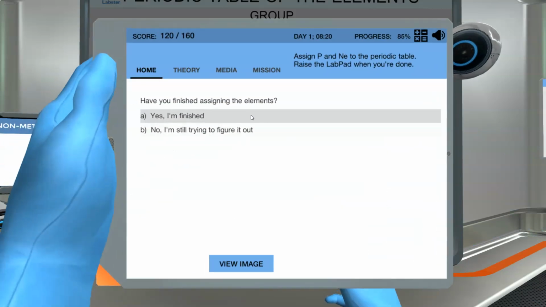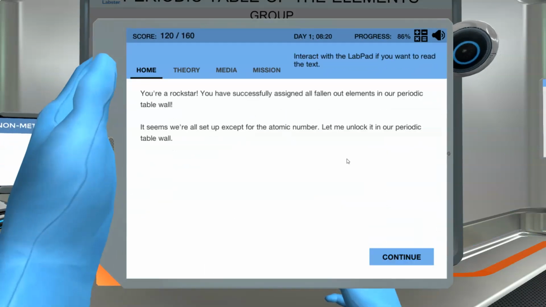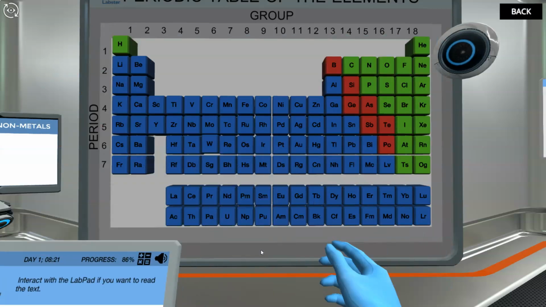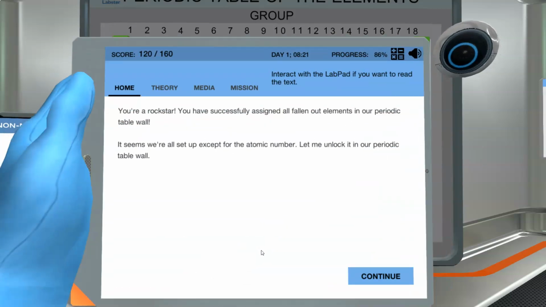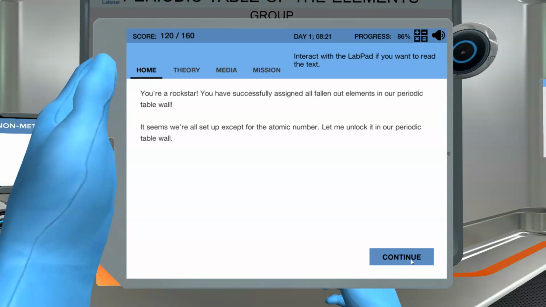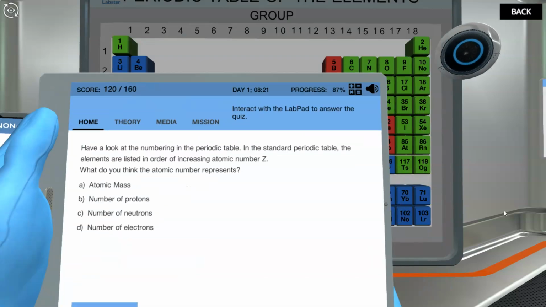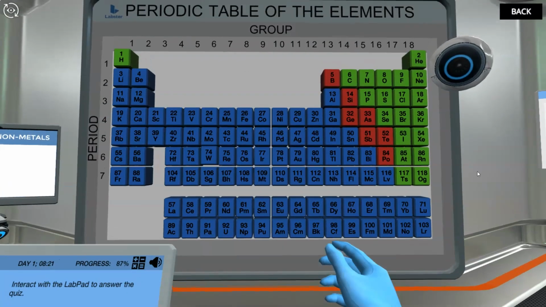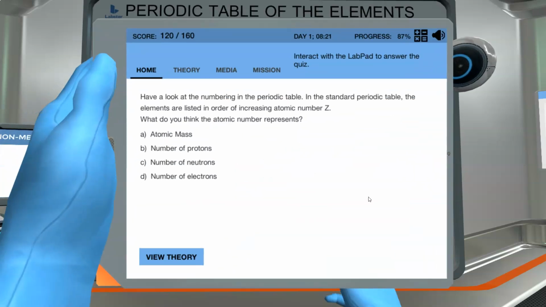Have you finished assigning the elements? You're a rock star. You have successfully assigned all fallen out elements in our periodic table wall. It seems we're all set up except for the atomic number. Let me unlock it in our periodic table wall. Have a look at the numbering in the periodic table. In the standard periodic table, the elements are listed in order of increasing atomic number Z. What do you think the atomic number represents?